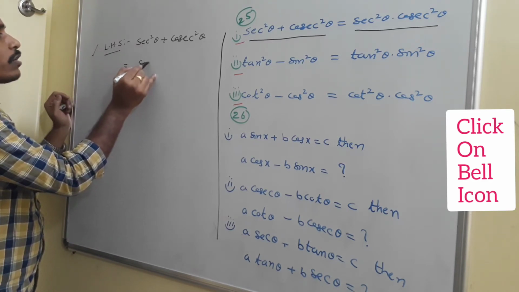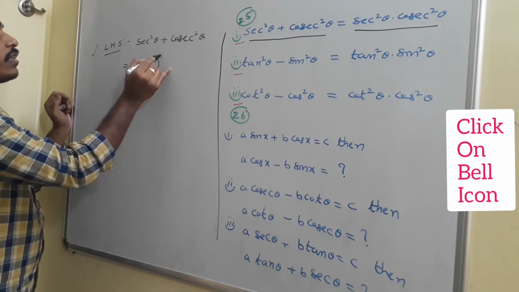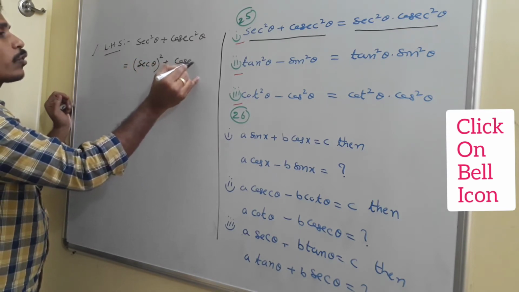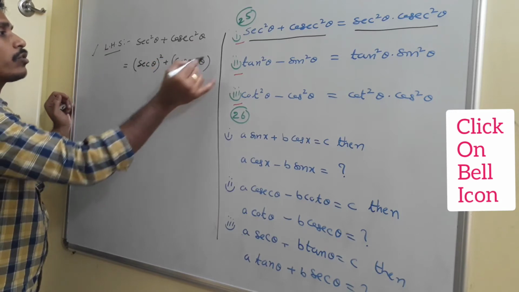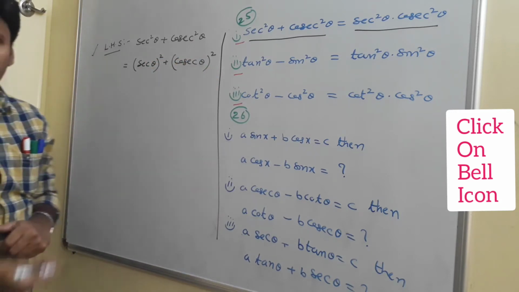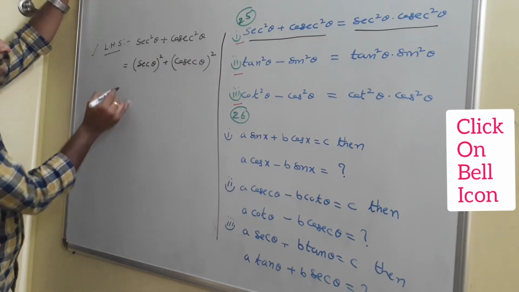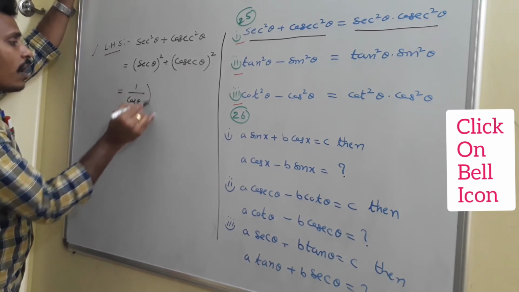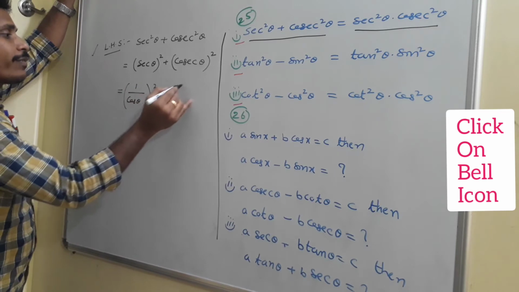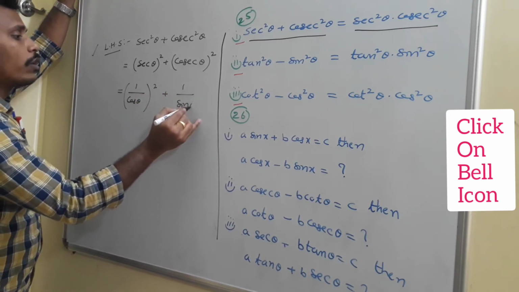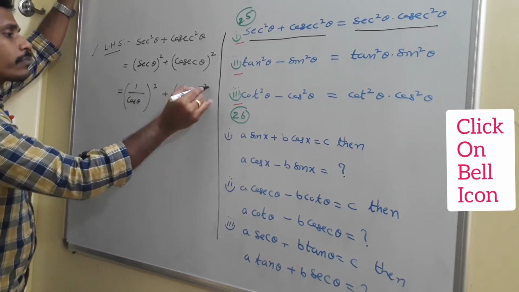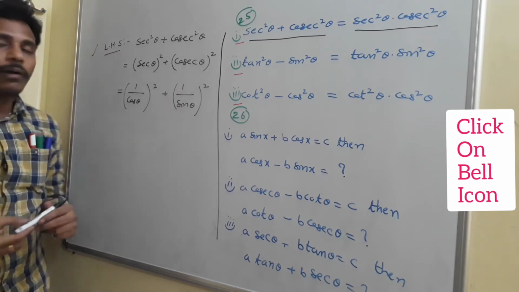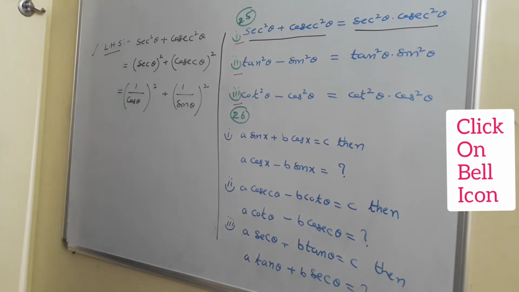If you have any confusion, I am writing here (secant theta) whole square plus (cosecant theta) whole square is nothing but (cosecant theta) whole square. Now, since secant theta is 1 by cos theta, I will write it like this: (1 by cos theta) whole square plus (1 by sin theta) whole square. Is it clear? Absolutely.